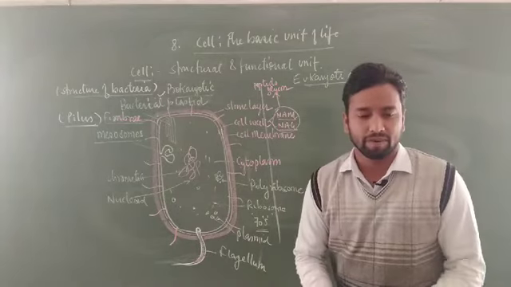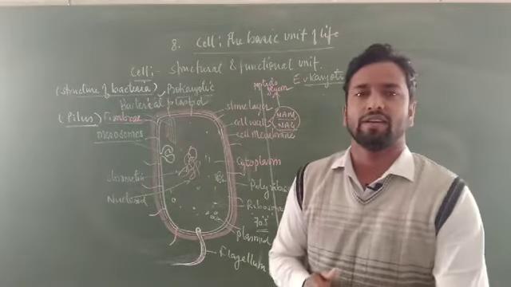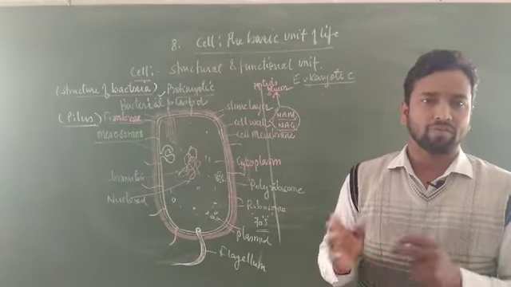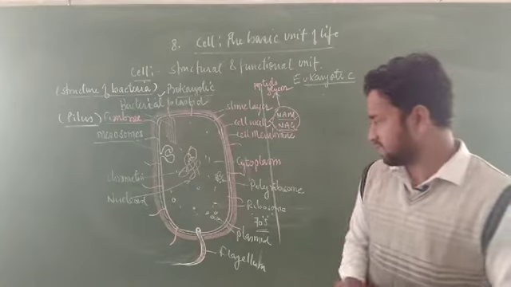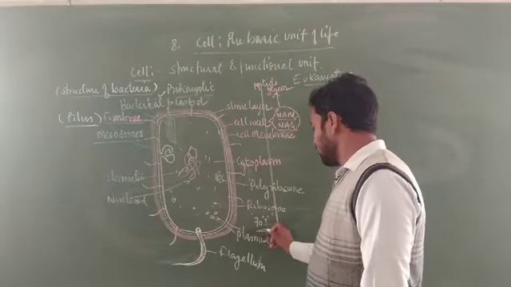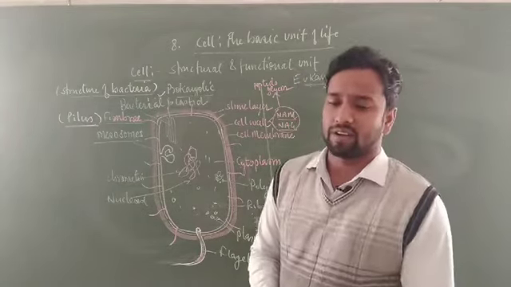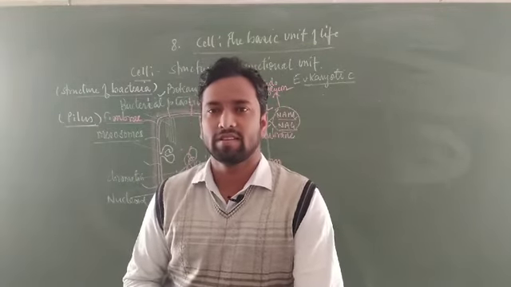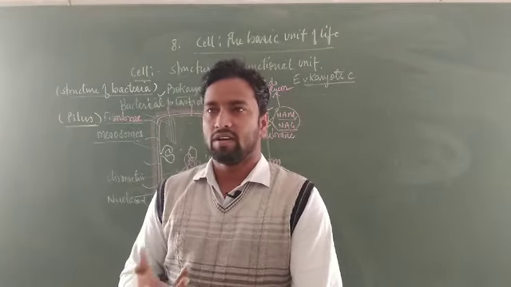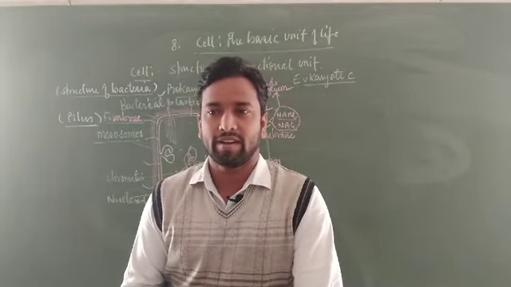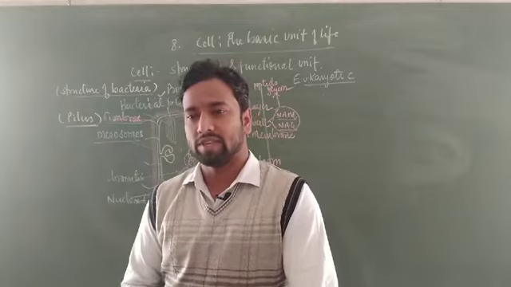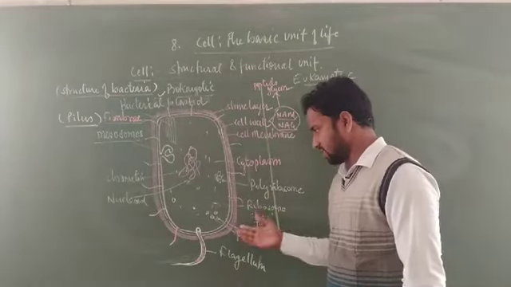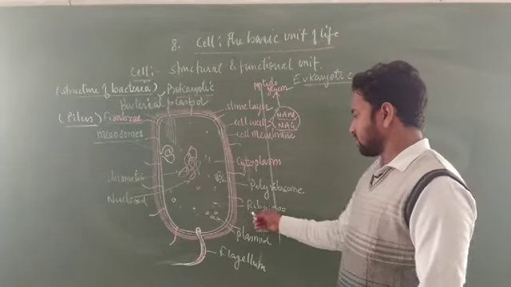At the time of the eukaryotic description, I explained that the ribosome in the eukaryotic cell is 80S. Here it is only the 70S ribosome. And you know that the ribosome is not counted among the cell organelles. It is a non-membranous cell organelle. It is just formed by the combination of RNA as well as some proteins, and that forms a structure known as the ribosome.